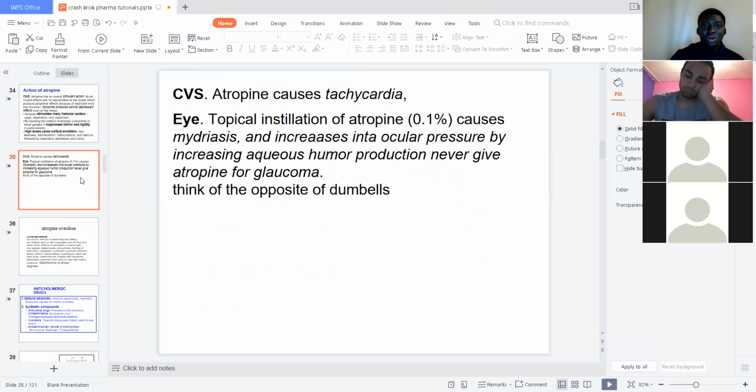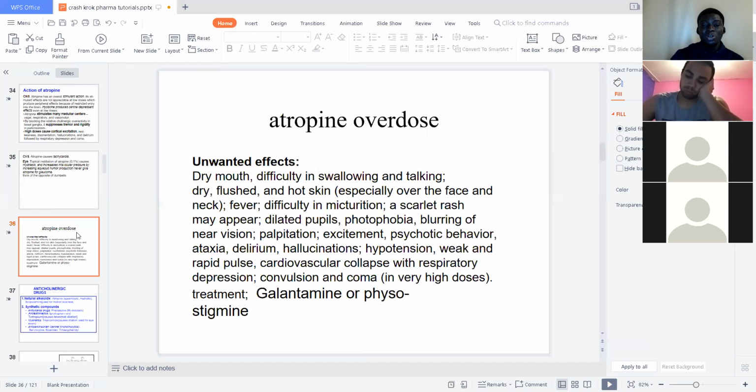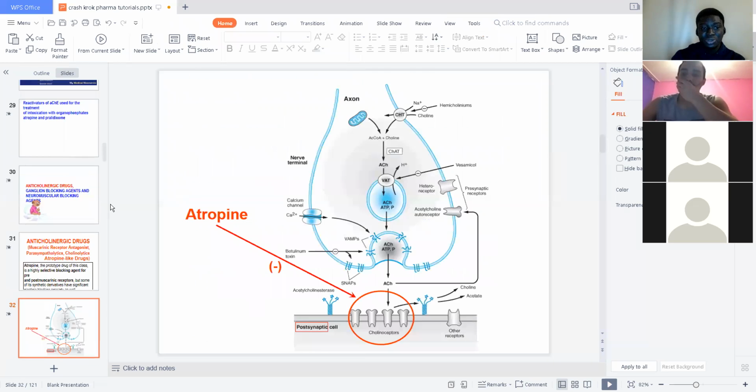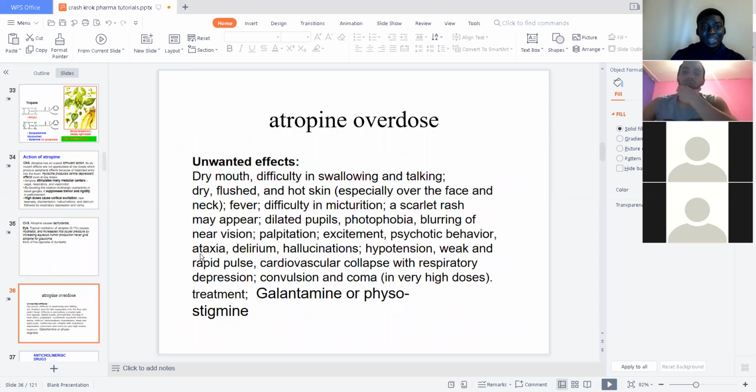Okay, so now we're going to talk about atropine overdose. So I want you to just think of the opposite of this. So whenever you think of the opposite of this, those are the symptoms of atropine overdose. So we're going to get dry mouth, difficulty swallowing, dry skin, difficulty urinating, dilated pupils, and also blurred vision.